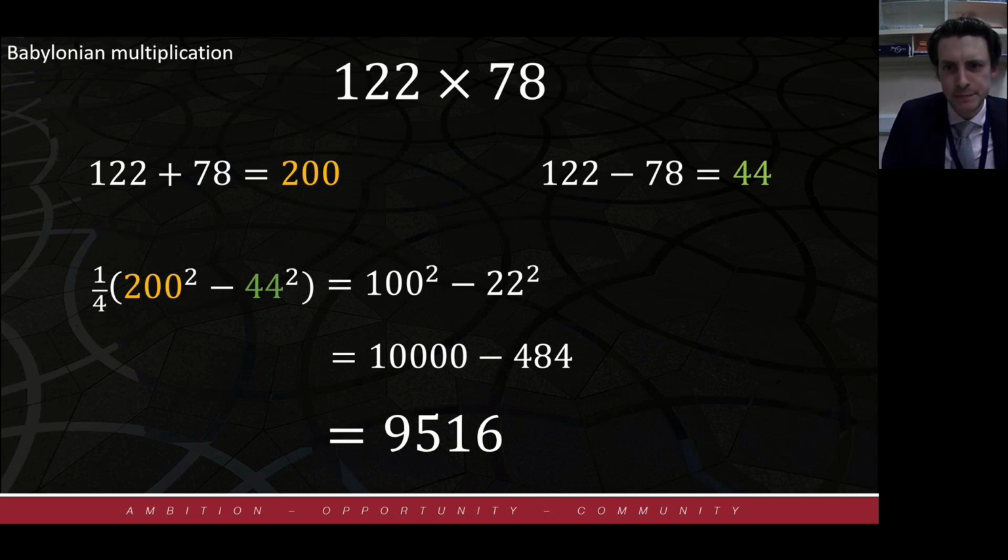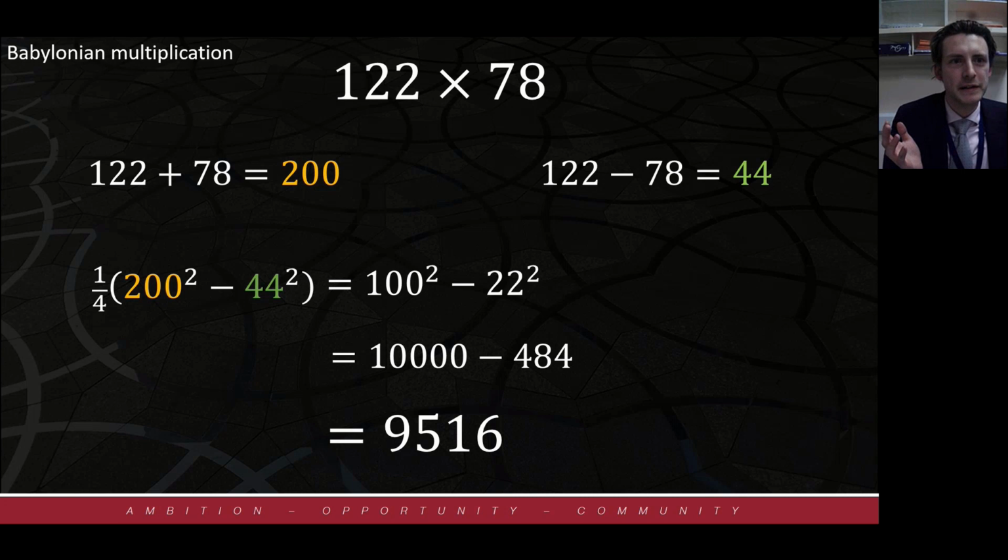Okay, what do I do next? Well, I'm just going to simplify this, taking through a factor of 4. Now, because those terms are squared, that means I just need to divide each of the yellow and green terms by 2, in fact, to make this work. So this is going to be the same as 100 squared minus 22 squared. I work that out like this, and finally comes out as 9,516, which is the correct answer. Check it on your calculator if you don't believe me.